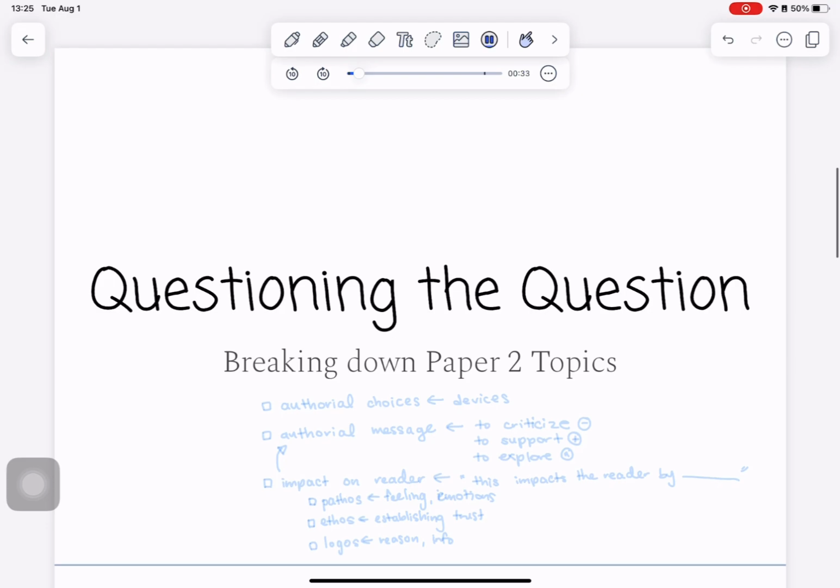Now, the goal of this is to try to mirror or imitate what goes on in my brain when I'm organizing my information into a paragraph form. The things I'd like to remind you about are, and I will repeat this tomorrow in class, one, you are supposed to find authorial choices, so the choices that the authors make. Those are often devices.